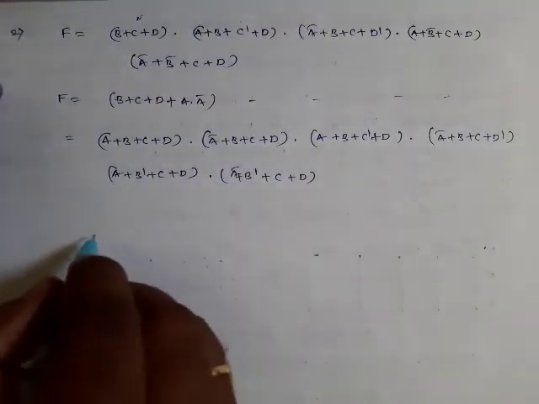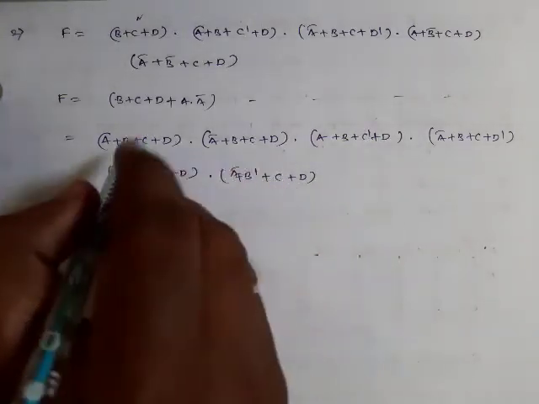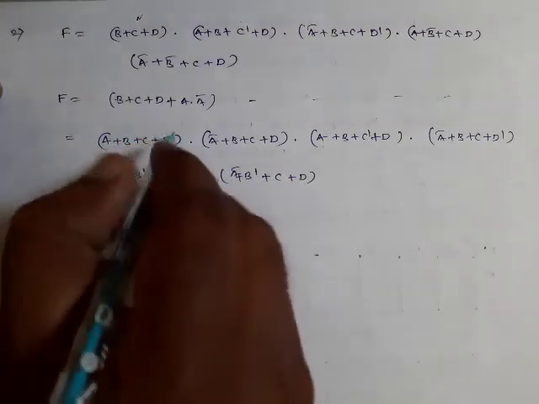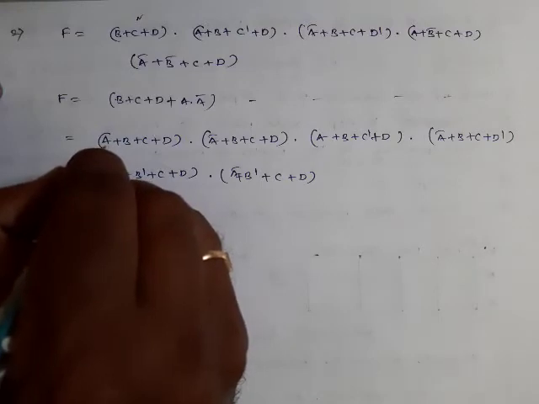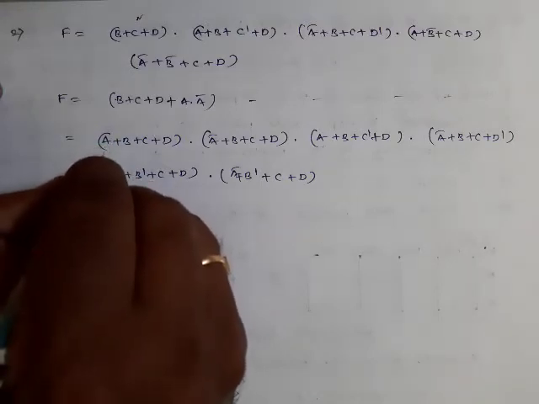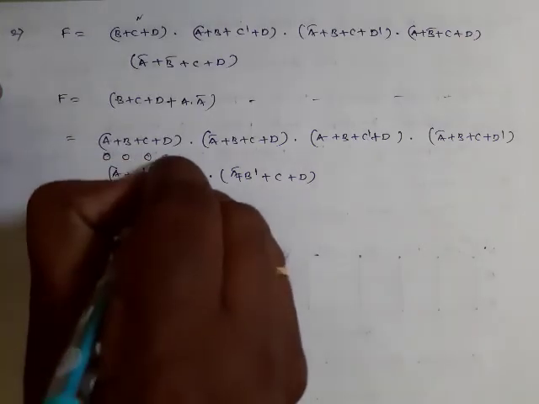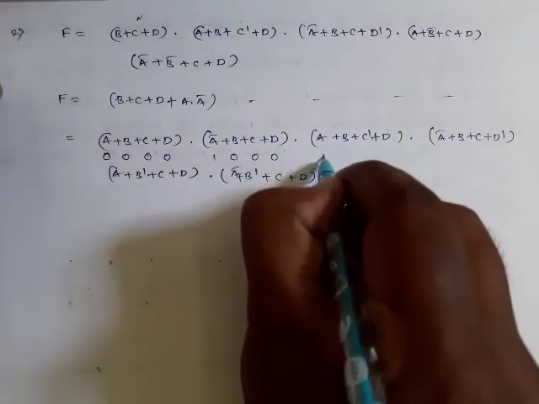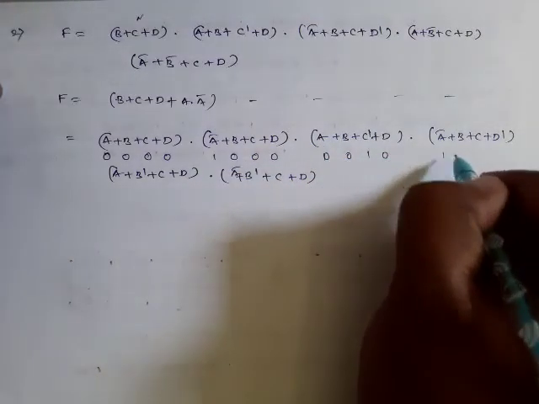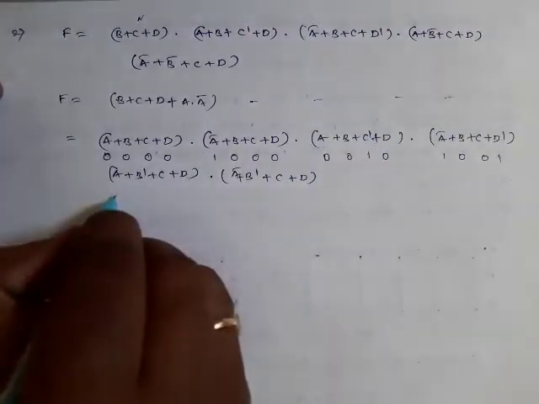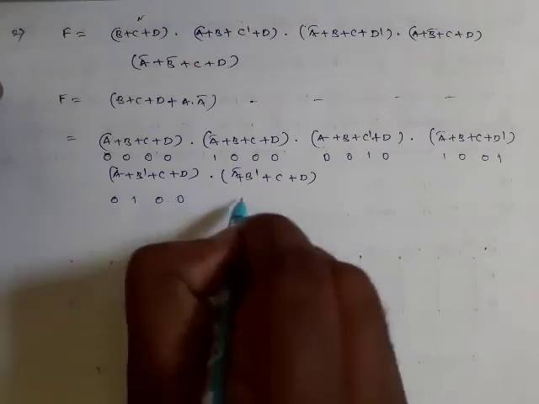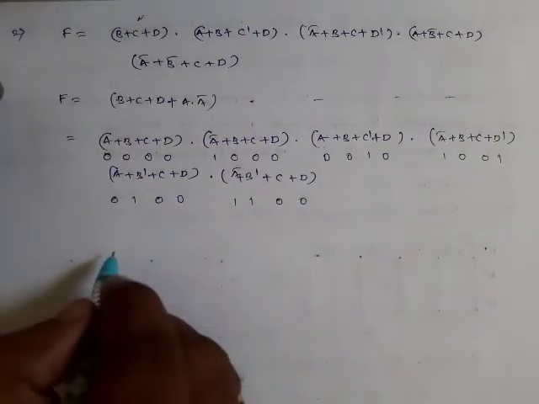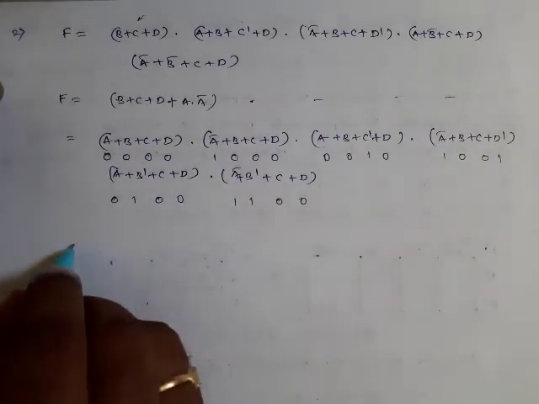So we'll construct a kmap, and before constructing the kmap, we'll write the equivalent binary values for all these sum terms. Since in original form its value is 0, this is 0 0 0 0, and this is 1 0 0 0, this is 0 0 1 0, this is 1 0 0 1, this is 0 1 0 0, this is 1 1 0 0. So now we'll start constructing the kmap. This is a 4 variable kmap.